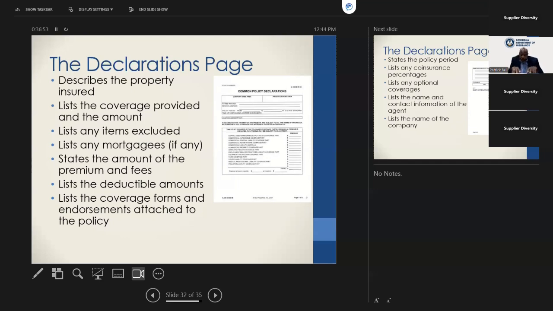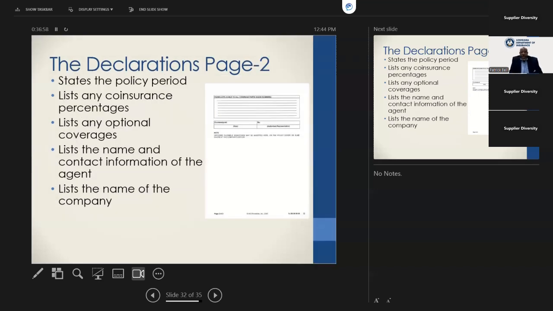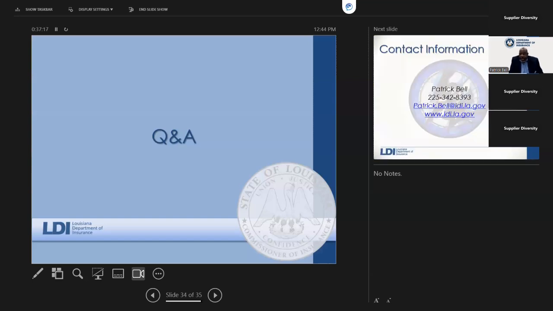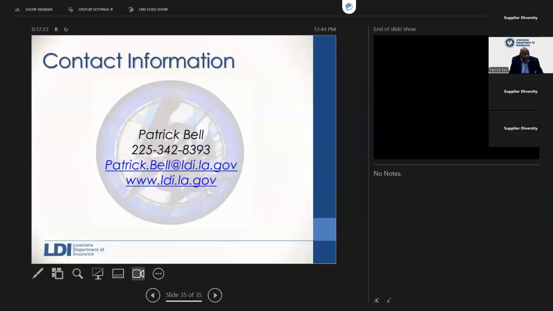It lists the coverage forms and endorsements that may be attached to that policy. Then it states the policy period, lists any co-insurance percentages you may have, it lists any optional coverages that you may have, and then finally, it lists the name and contact information of the agent and the name of the insurance company that's underwriting that policy. So that is it. And so I'll be glad to entertain any questions that you may have. And here is my contact information.